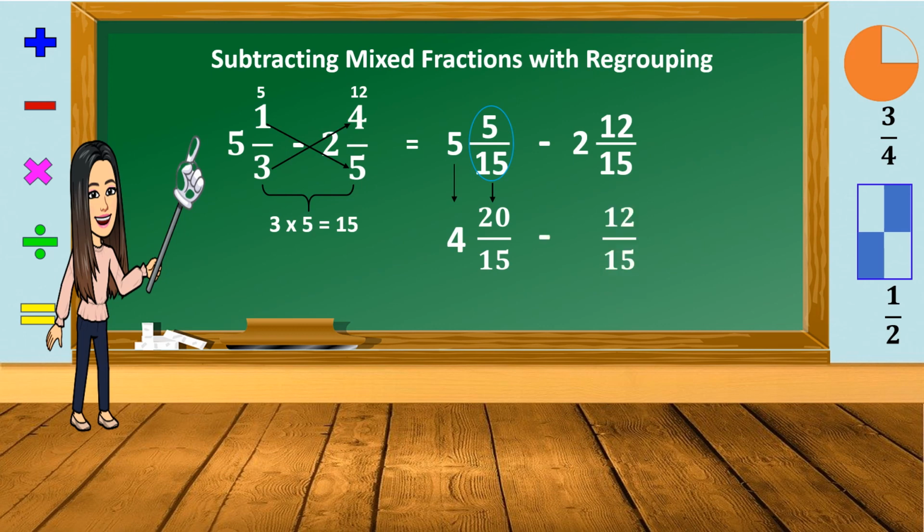Okay? And then let us subtract 2 and 12 over 15. 20 minus 12 is equal to 8. Copy the common denominator, which is 15. Then subtract the whole numbers. 4 minus 2, the answer is 2. So 8 over 15 is already in lowest term. So the final answer here is 2 and 8 over 15.